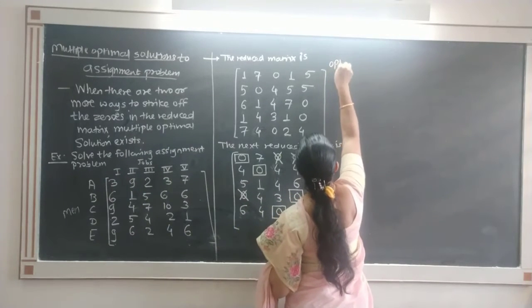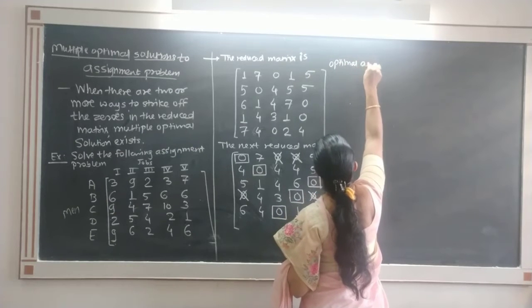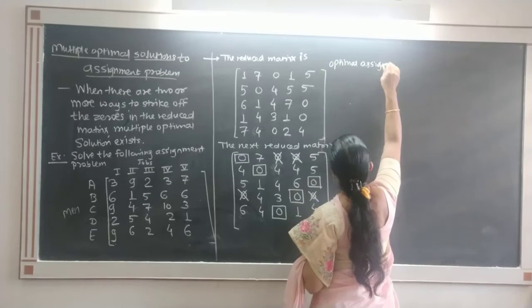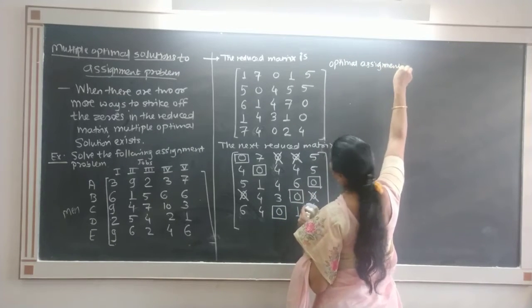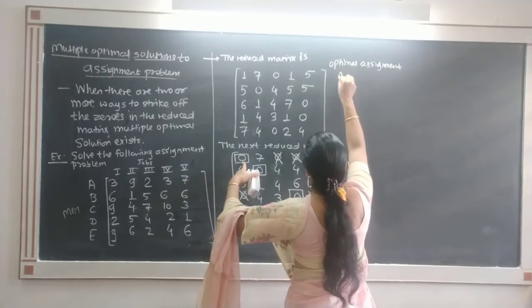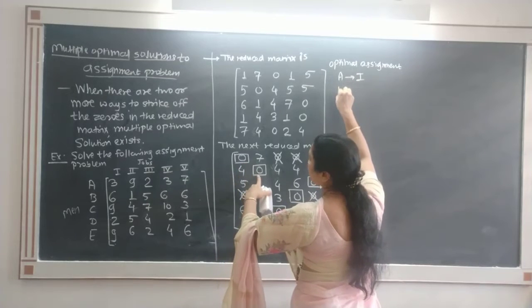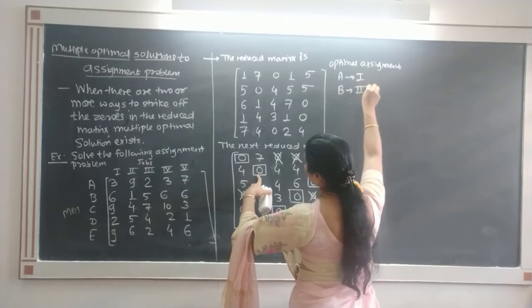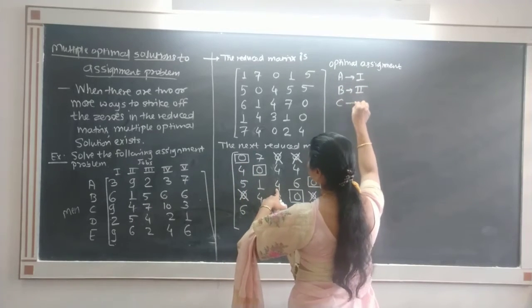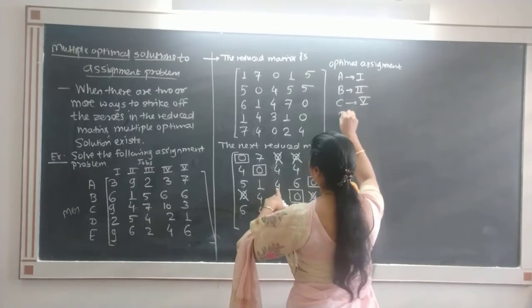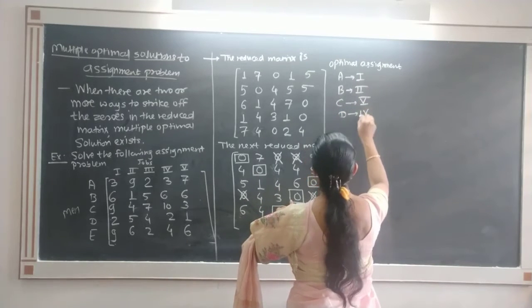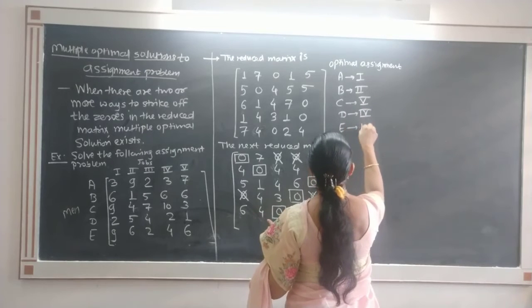So see what the optimal assignment is. The optimal assignment comes to be: A is assigned to 1, B is assigned to 2, C is assigned to 5th, D is assigned to 4th and E is assigned to 3rd.